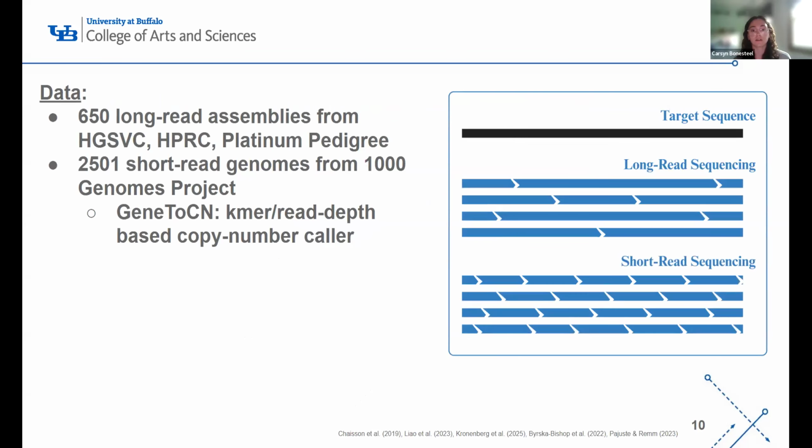So to analyze the variation that we're seeing today, we have 615 long-read assemblies from HGSVC, HPRC, and the Platinum Pedigree. And then we're also using about 2,500 short-read genomes from unrelated individuals in the 1000 Genomes Project. And we're using a tool called Gene2CN, which leverages unique k-mers and read depth to call the copy number of our genes of interest.